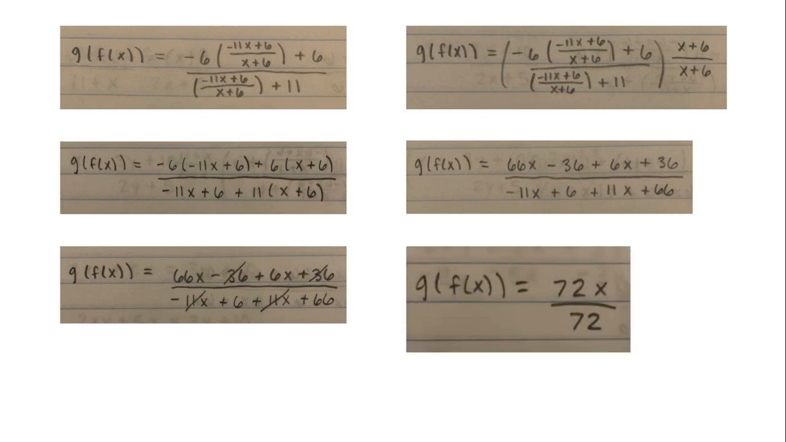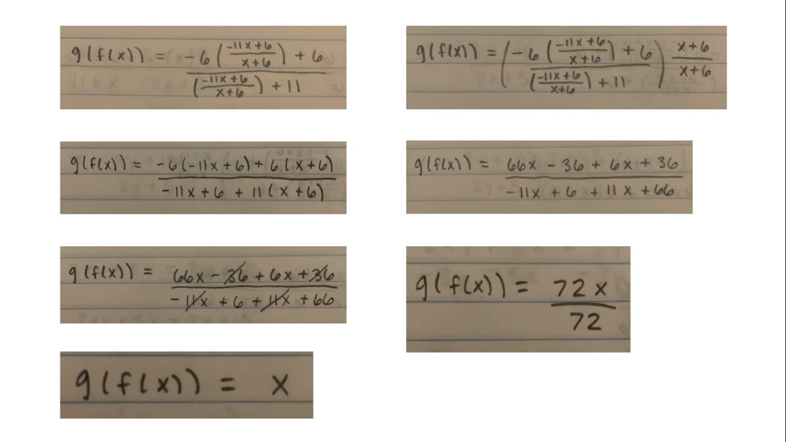Then once we distribute all of our values, we'll see that the equation equals 66x minus 36 plus 6x plus 36 over negative 11x plus 6 plus 11x plus 66. Then as we add all our values together, we'll see that negative 36 and positive 36 cancel out in the numerator, and negative 11x and positive 11x cancel out in the denominator, and the function comes to equal 72x over 72, and we see that the g of f of x function also equals x.